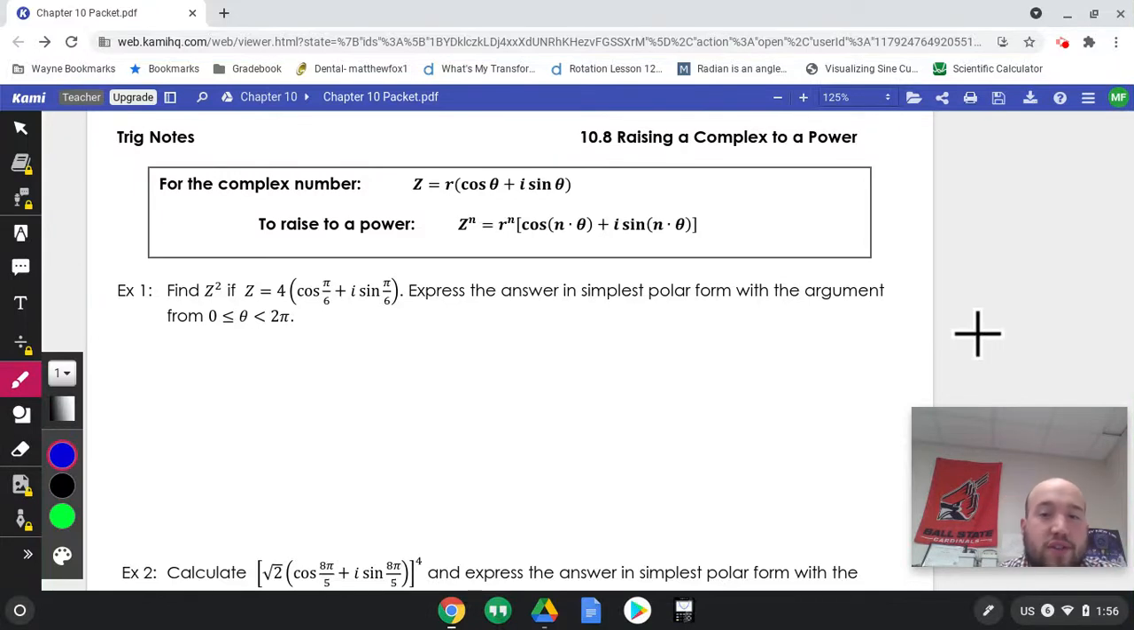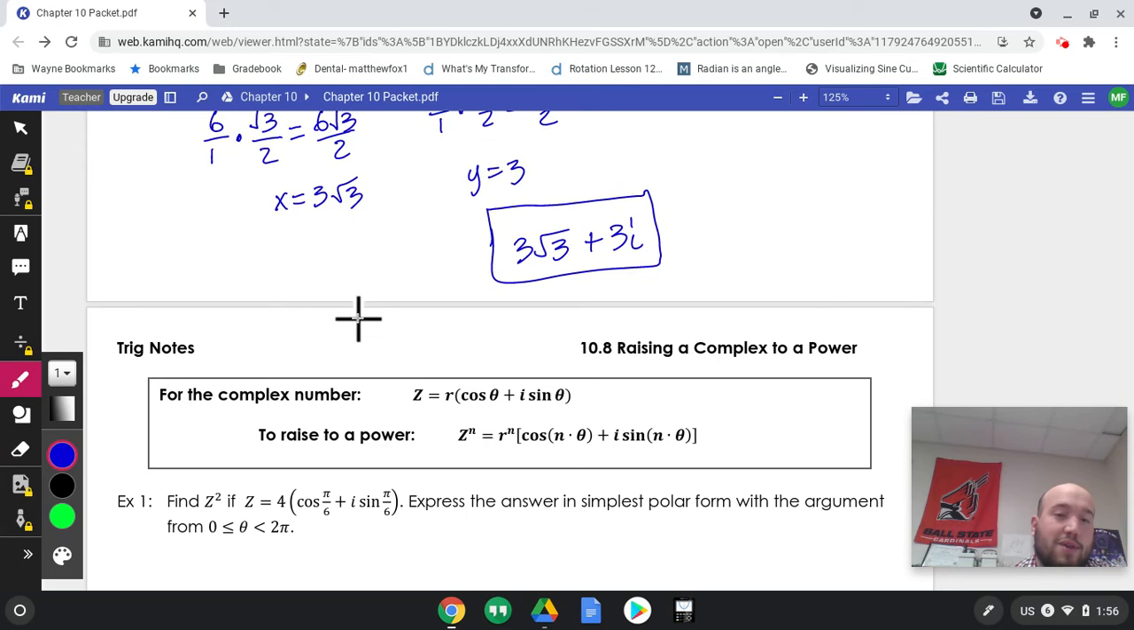Today we will be raising complex numbers in polar coordinates to some power. If you think about it, z to the n, this formula works for us, and here's why. Say in our case on this first one, find z to the second. So n is 2. We know z to the second means we just take this and multiply by itself.